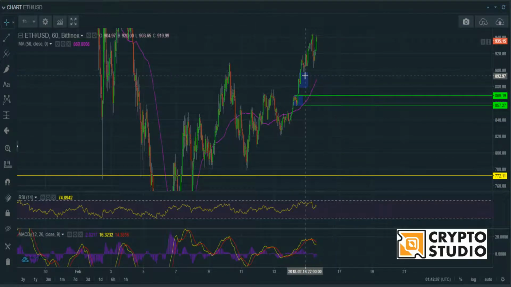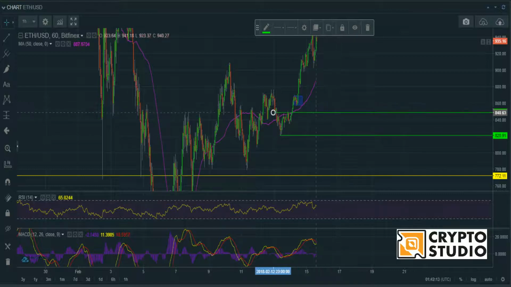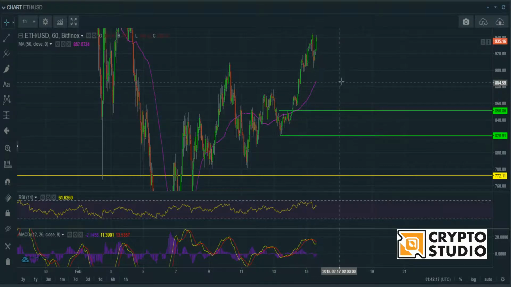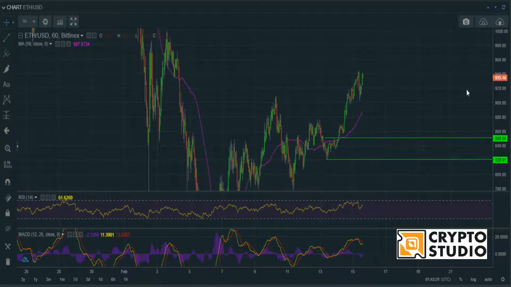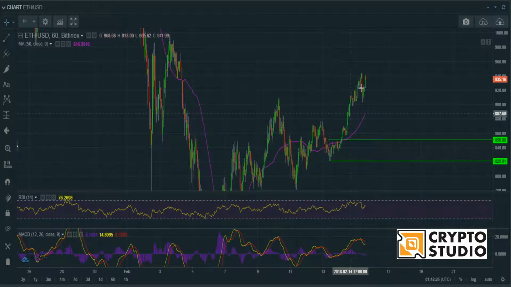Alright, so let's use these lines down here. This is a really beautiful setup on Ethereum. Okay, so this is what I'm going to be looking for, the 60-minute. This can be considered a day trade or a swing trade. This is a drop base rally. This is a completely different setup than the other one.